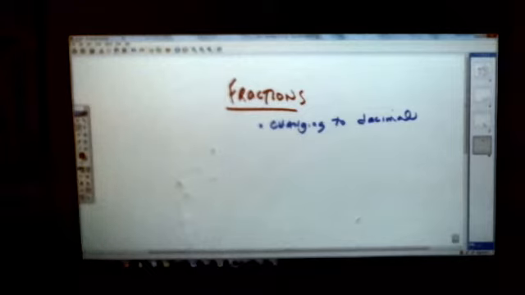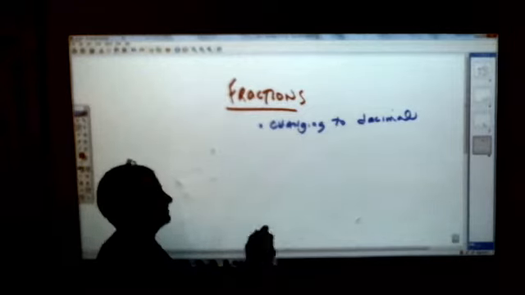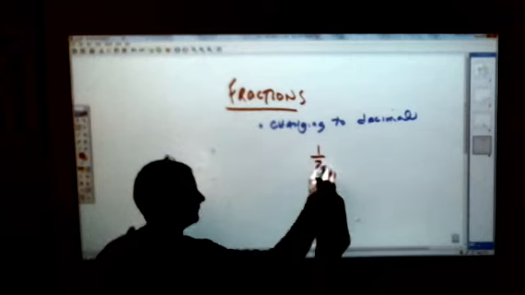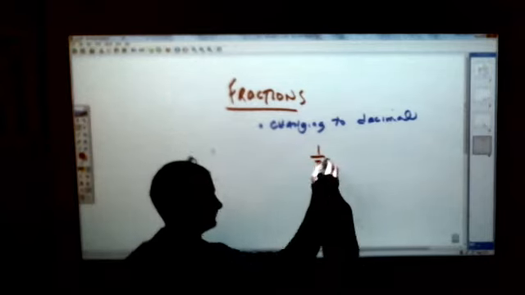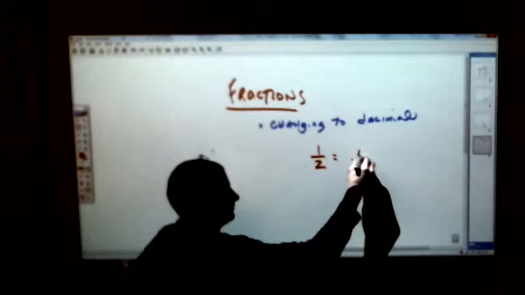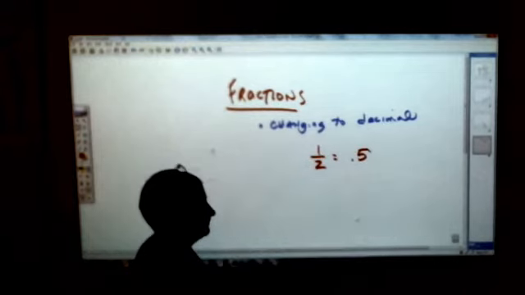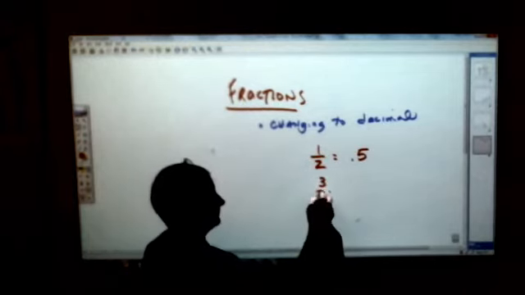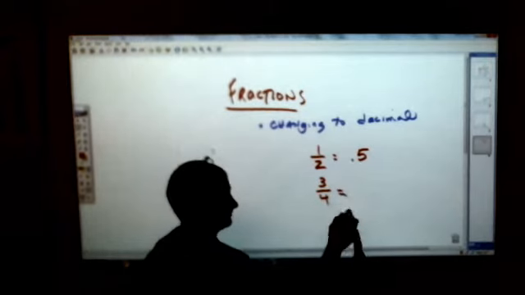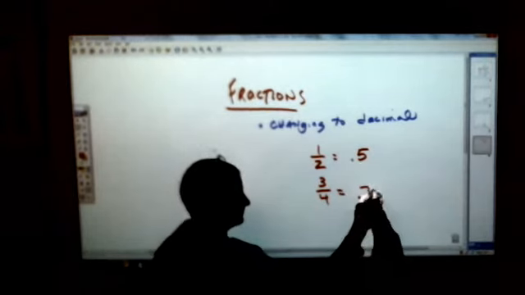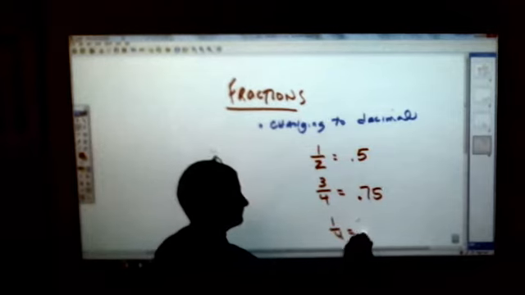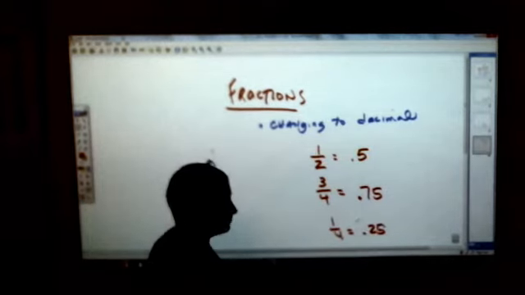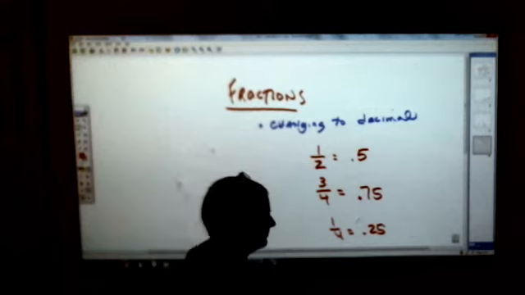Now, there's some easy fractions that you already know that are decimals. If you think about money, 1/2 of a dollar is 50 cents. That's pretty easy to change to a decimal. Or even 3/4 of a dollar is 75 cents. Or 1/4 of a dollar is 25 cents. Those are pretty easy fractions to change to decimals.